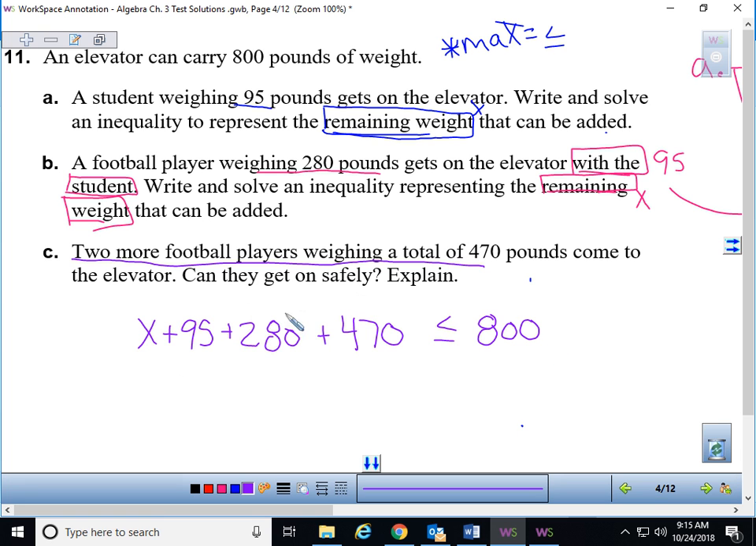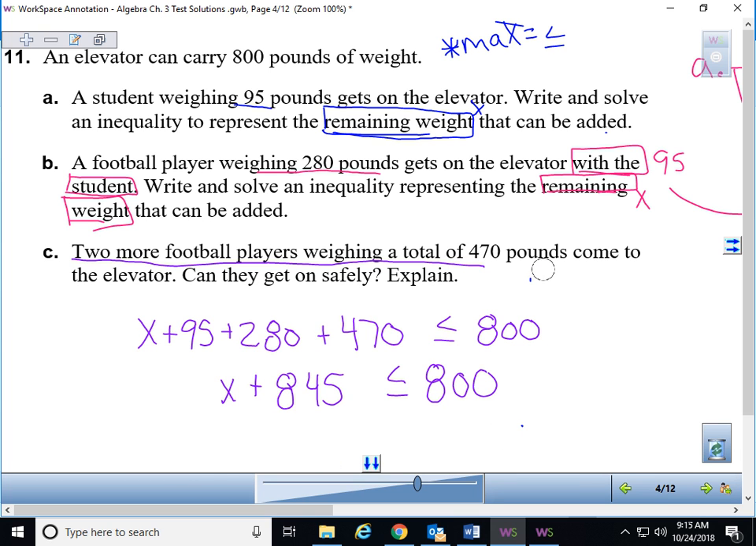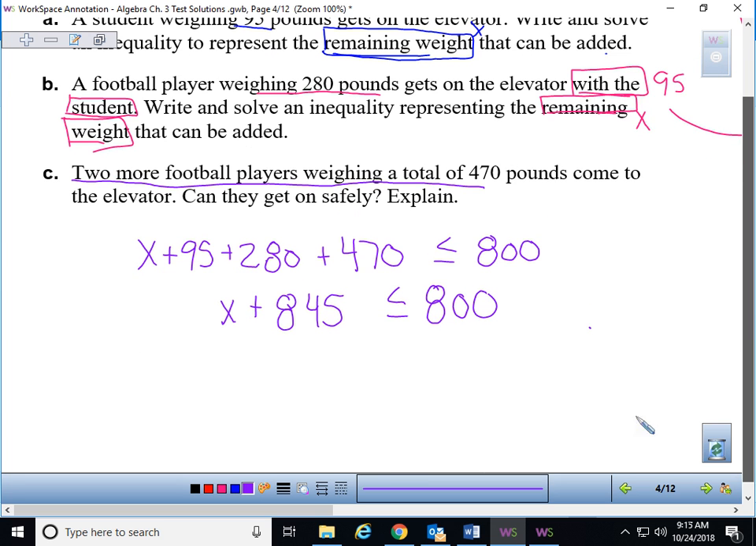Well, if we go through all of this adding, we'd have 95 plus 280 plus 470. That comes out to be 845 less than or equal to 800. I don't even have to solve it. I can just look at this right now and say, well, I'm definitely already over my max limit. With the total of 3 football players and 1 student, I can't have anyone. I can't even hold all of them because I'm already at a total of 845 pounds, and my elevator can only support 800.